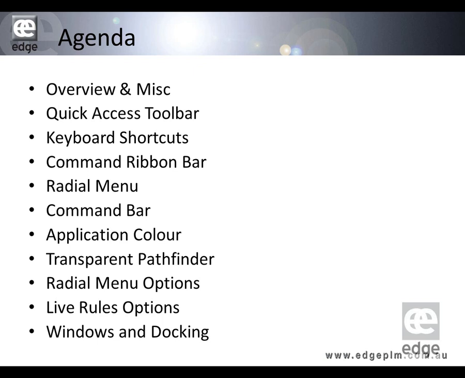We'll be looking at the little horizontal command bar, application colors, transparent pathfinders, the options in the radial menu, how you can turn those on and off, and just the live rules options. There's been some changes over the last couple of years with how those are displayed and work. Haven't changed much since ST3 to ST4, and we'll be looking at windows and how those windows dock and interact with the screen.